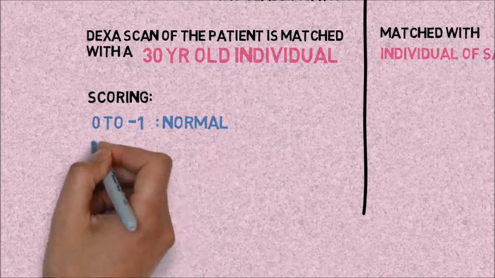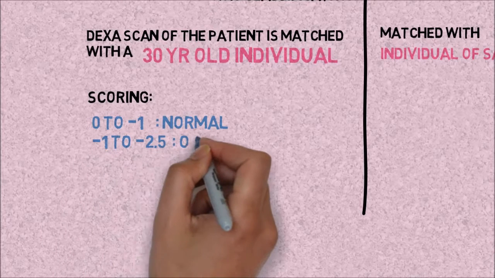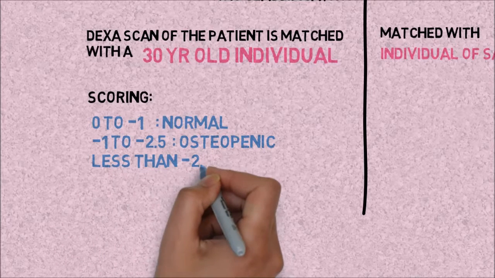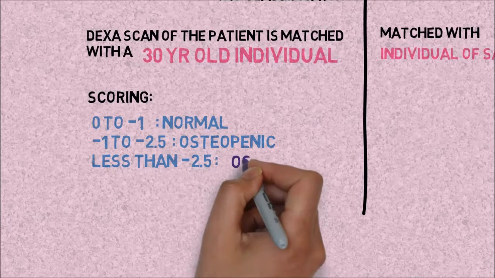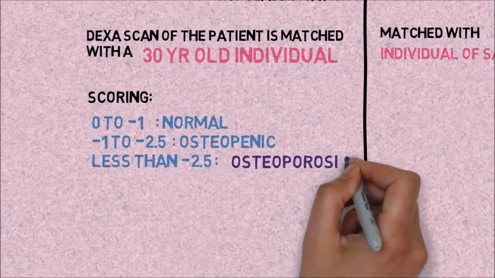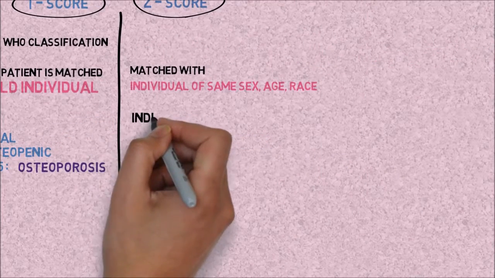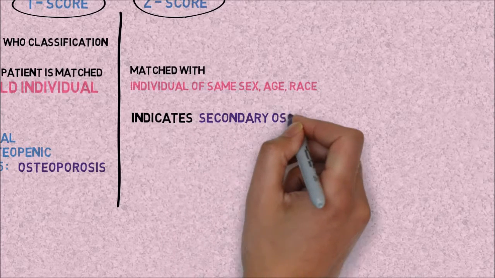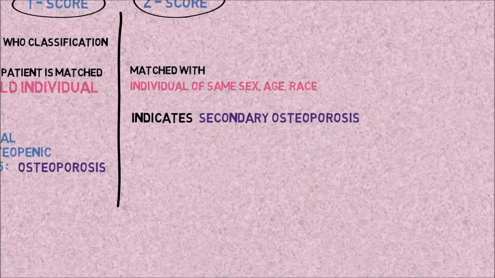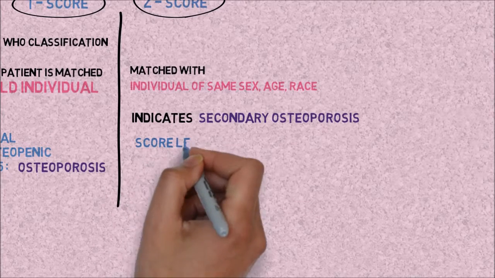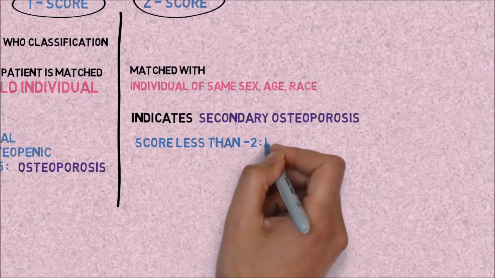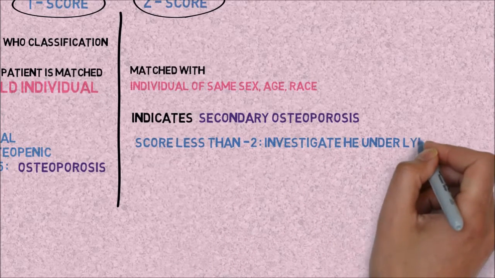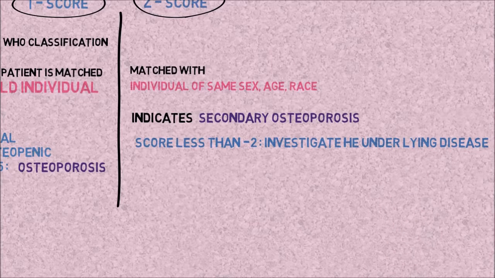Now coming to the T scoring, a score of 0 to -1 is considered normal, whereas a score of -1 to -2.5 is considered osteopenic, and a score less than -2.5 is considered osteoporosis. Now getting back to Z-score, the Z-score indicates secondary osteoporosis. That means the cause is something else. A patient with a score less than -2 should be investigated for any underlying disease that results in osteoporosis.